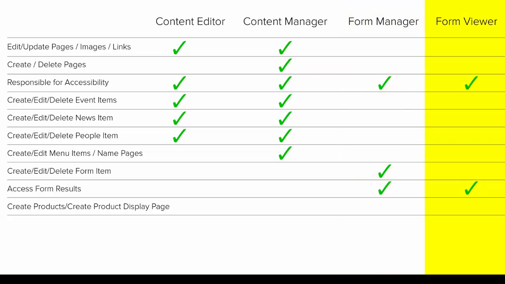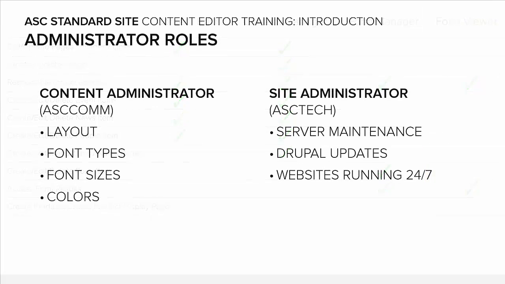There is also a form viewer role who cannot actually update or change anything on the website. This role simply allows a person, when given results access to a form, the ability to look at and download submissions to that form. There are two administrative roles. The first is that of Content Administrator for the Arts and Sciences Communications Department. They are responsible for the layout, font types, font sizes, colors used, and other basic layout criteria of our websites.